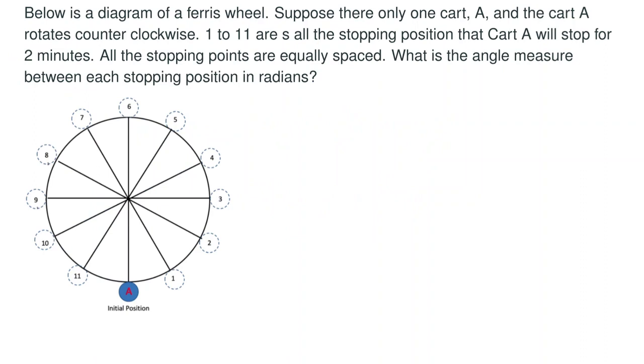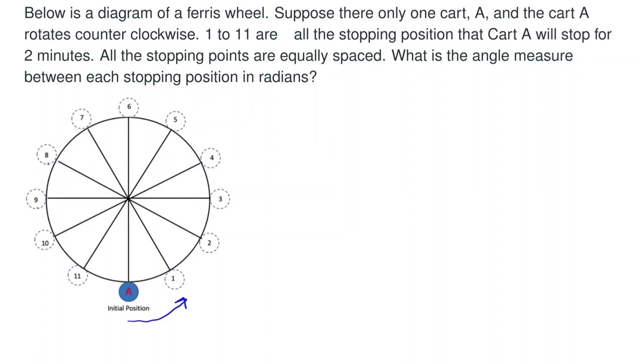Below is a diagram of a Ferris wheel. Suppose there's only one cart A, and cart A rotates counterclockwise. 1 to 11 are all the other stopping positions where cart A will stop for 2 minutes. All the stopping points are equally spaced. What is the angle measure between each stopping point position in radians? So in this problem, the cart starts from here and starts rotating this way, counterclockwise, and it will stop at each position for 2 minutes.